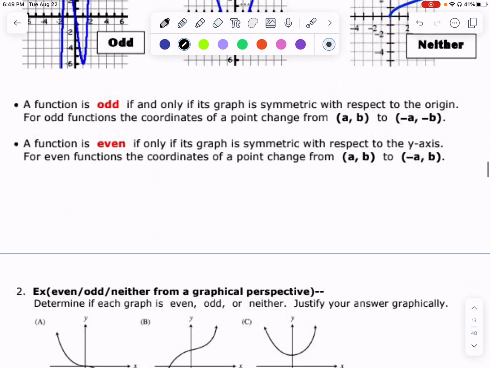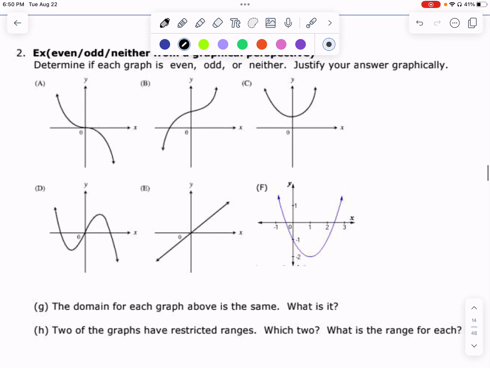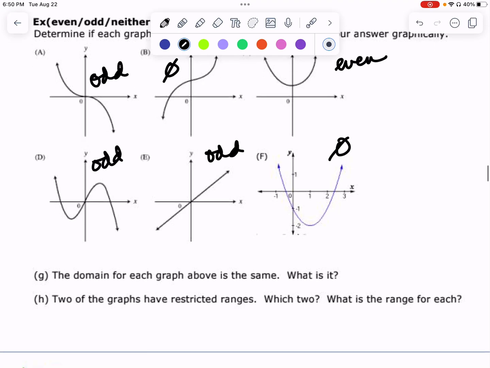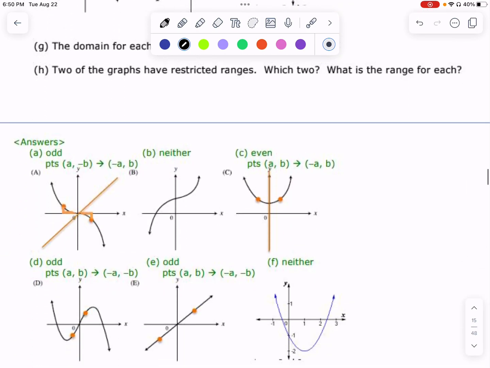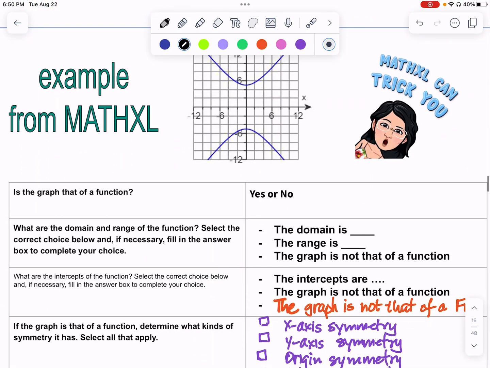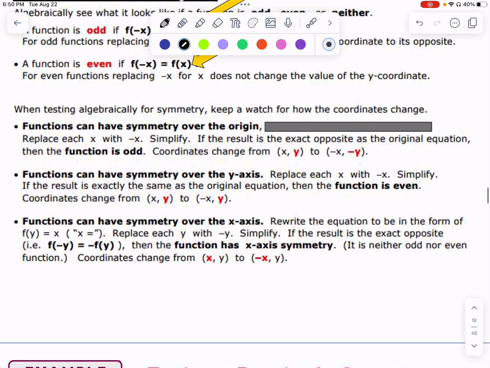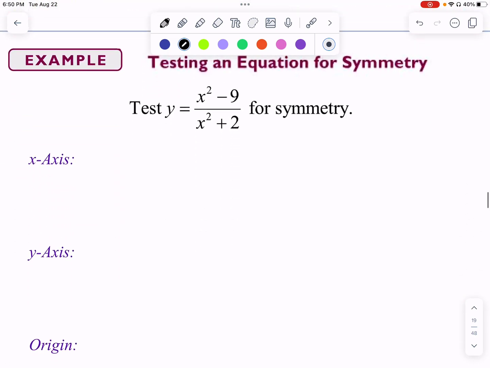All right. More practice ones. This is neither, this is odd, that's even, this is neither, odd, odd. Yeah, that's it. Take your time, pause the video, try and answer them yourself first, then move on. Alrighty, this is an example from Math Excel, but I will move on. I did discuss this in class. Here's the main example.